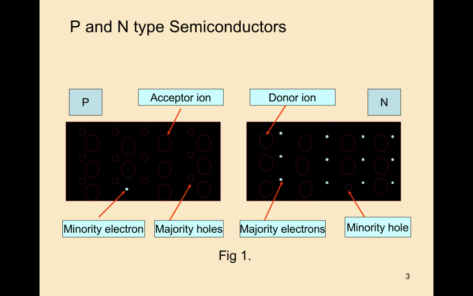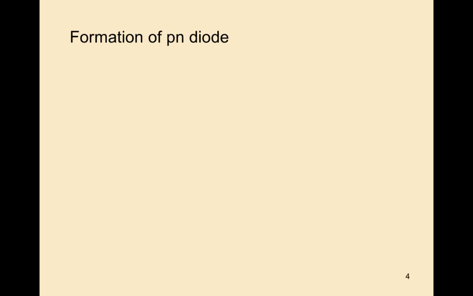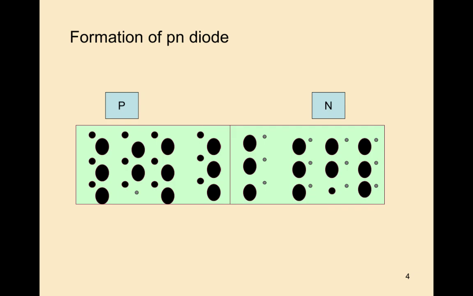Here are some diagrams related to the formation of the p-n diode, how the p-n diode is formed. See here, I am going to add the p and n type semiconductors together. I take the p type semiconductor on the left side and the n type semiconductor on the right side, and add these two semiconductors like this.